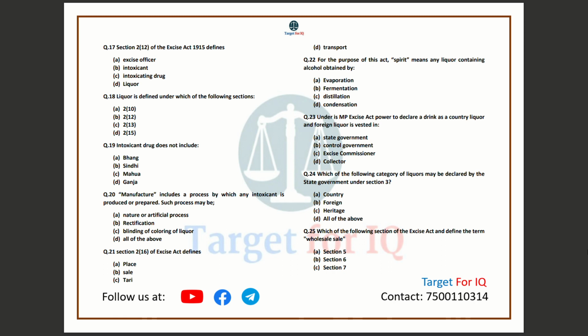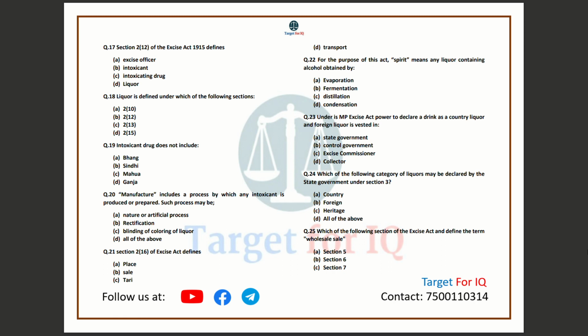Question number 20. Manufacture includes a process by which any intoxicant is produced or prepared. Such process may be option A, natural or artificial process, option B, rectification, option C, blending or coloring of liquor, and option D is all of the above. So the correct answer to question number 20 is option D, that is all of the above.